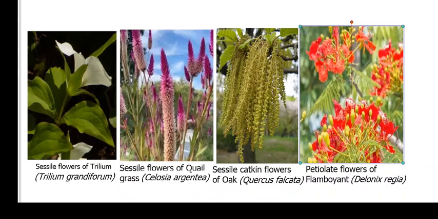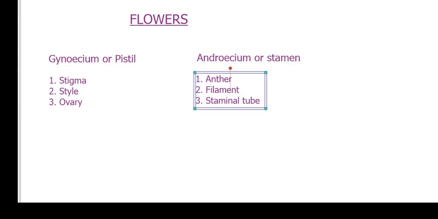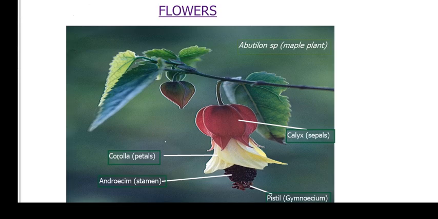A flower can be said to be complete if it has the four basic whorls, which happen to be the corolla, the calyx, the androecium, and the gynoecium. If it has these four parts, then the flower is said to be complete. Like this flower of Abutilon species, which is maple. The Abutilon species happens to be a complete flower because you can see it has the four whorls, which are calyx, corolla, androecium, and gynoecium.